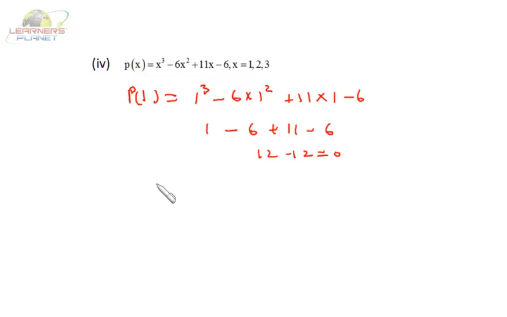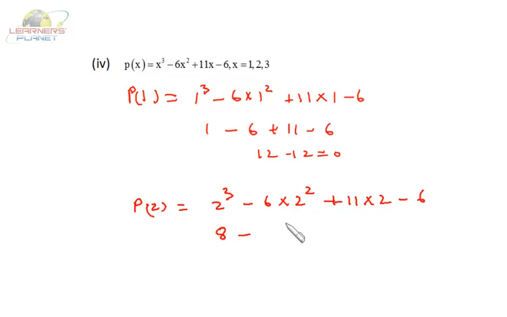Now similarly we check for 2. So P2 is equal to 2 cube minus 6 into 2 square plus 11 into 2 minus 6. So it is 8 minus, 2 square is 4, 4 into 6, 24, plus 11 into 2, 22, minus 6. So it is 22 plus 8, 30, and minus 24 minus 6 is minus 30. So still we are getting 0. That means even 2 is a factor of this polynomial.